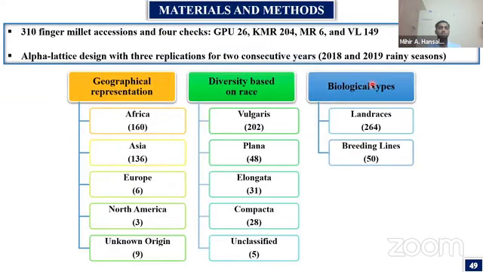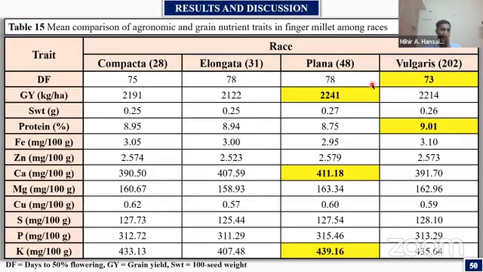Here, 314 finger millet germplasm were used in an alpha lattice design with 3 replications for 2 years, 2018 and 2019, which were divided based on geographical representation, diversity based on race, and biological types. Results and discussion show that Plantaginea has high grain yield, high calcium, and high potassium compared to all other races, whereas Vulgaris race is high in protein percentage, and it is early in flowering.